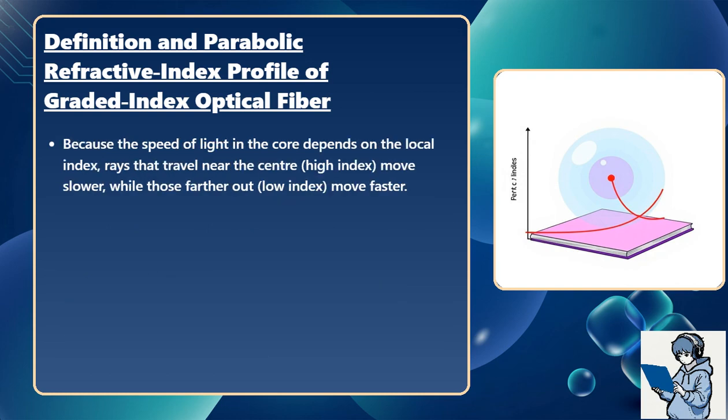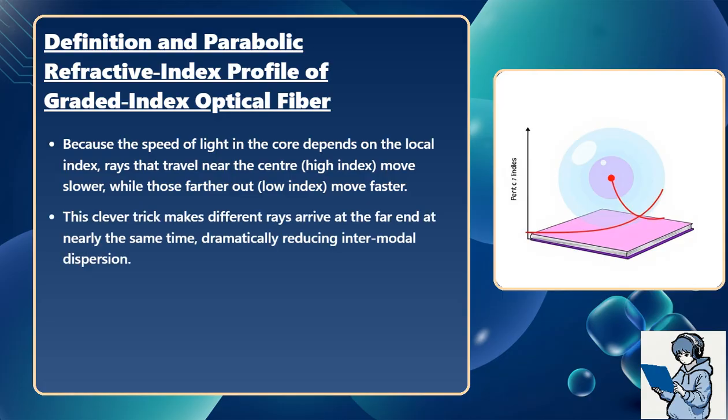Because the speed of light in the core depends on the local index, rays that travel near the center, high index, move slower, while those farther out, low index, move faster. This clever trick makes different rays arrive at the far end at nearly the same time, dramatically reducing intermodal dispersion.